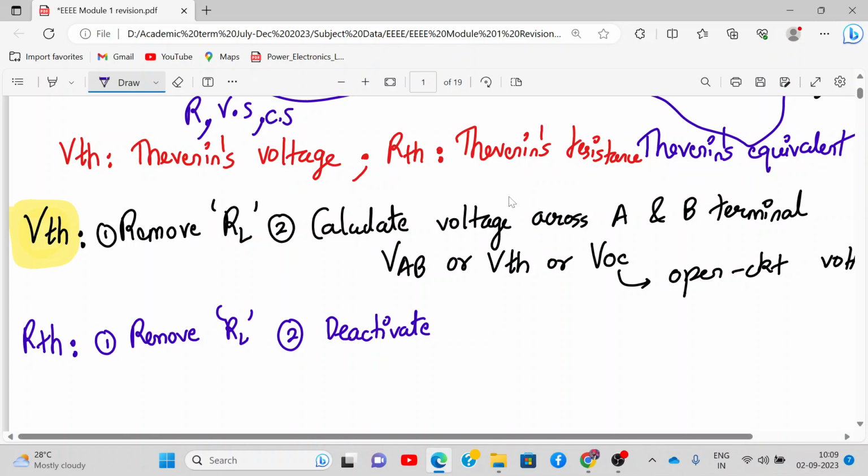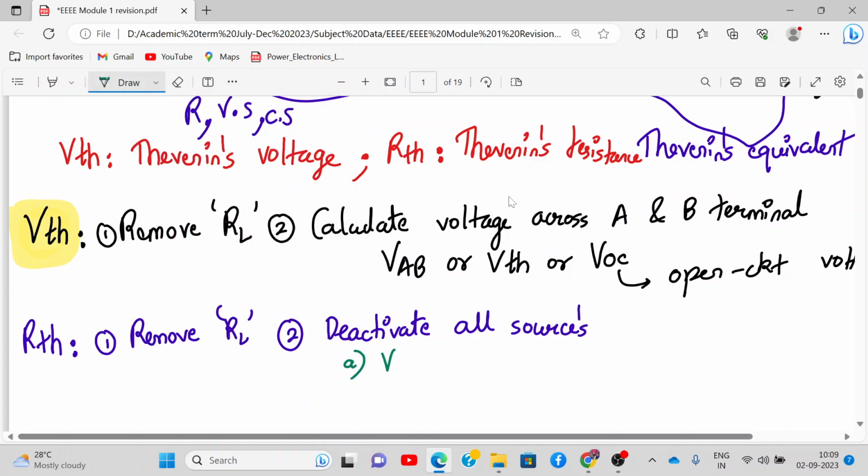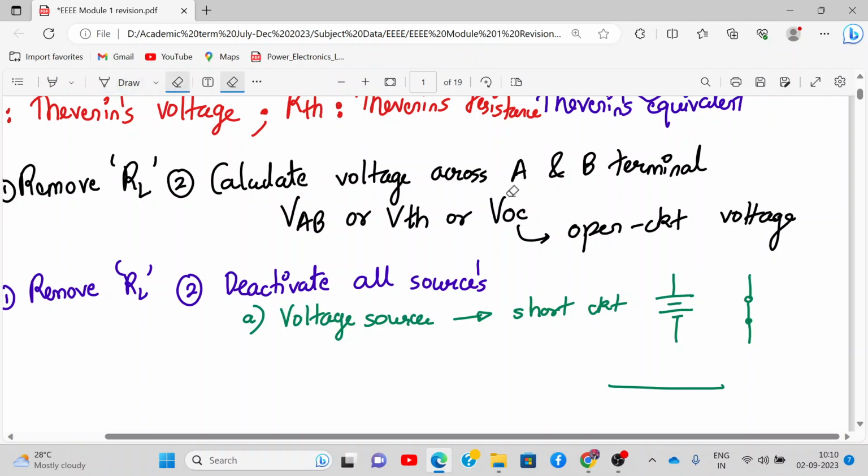So you just write down the method to calculate VTH and RTH. So for RTH, you remove RL and deactivate all sources. Now what kind of sources do we have? We have voltage sources. So deactivating a voltage source means what? Short circuiting it. If this is a voltage source, deactivating it means like this. Did you get this?